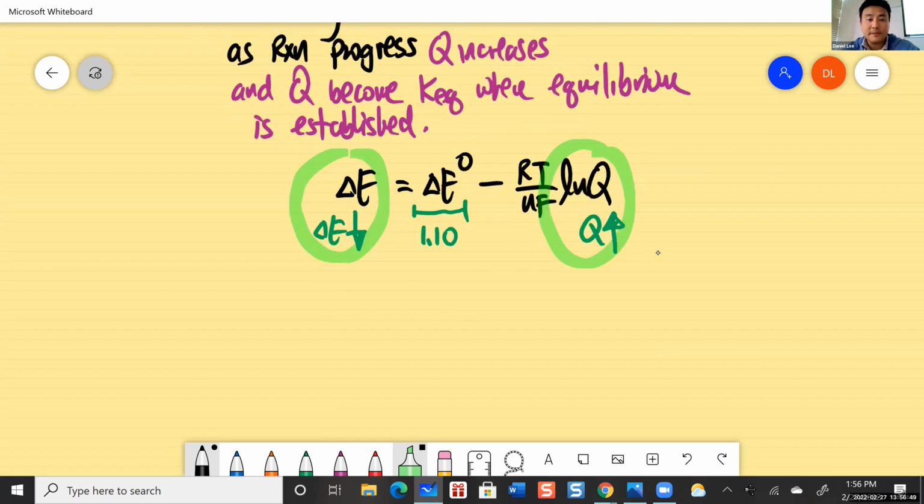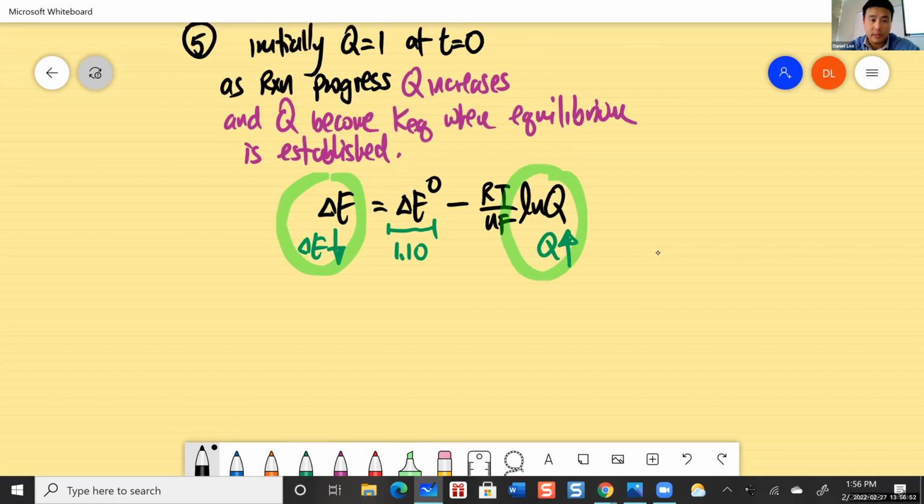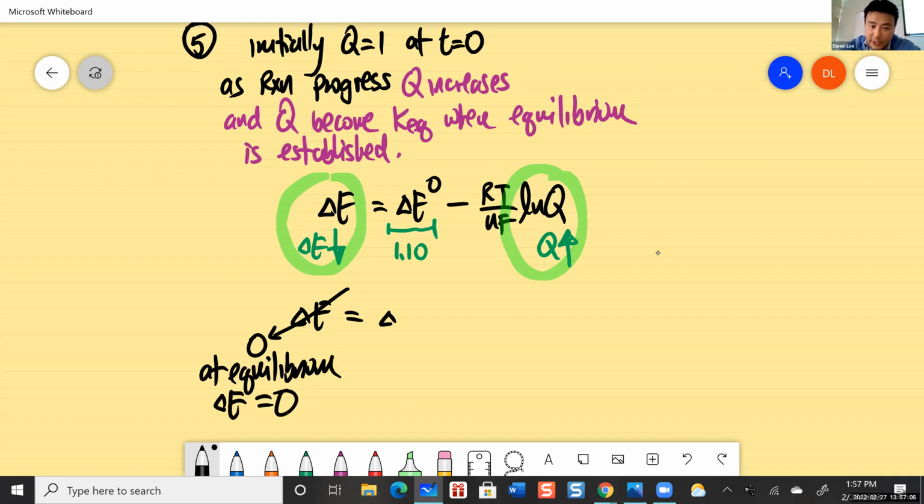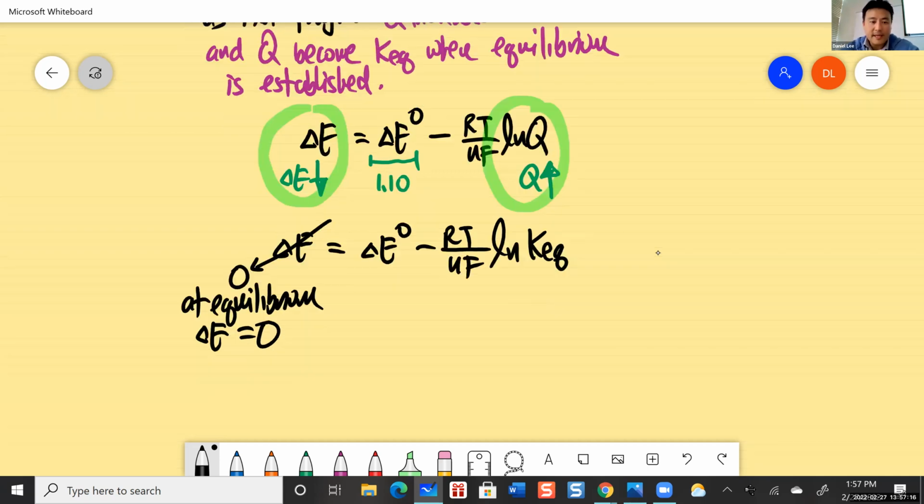Eventually, it's going to become 0 when you establish equilibrium. So delta E becomes 0 at equilibrium. That's the definition of equilibrium. When delta E equals 0, you have delta E naught minus RT over NF, and Q becomes the equilibrium constant. So I'm going to put that in as well. At equilibrium, delta E equals 0 and Q becomes the equilibrium constant.